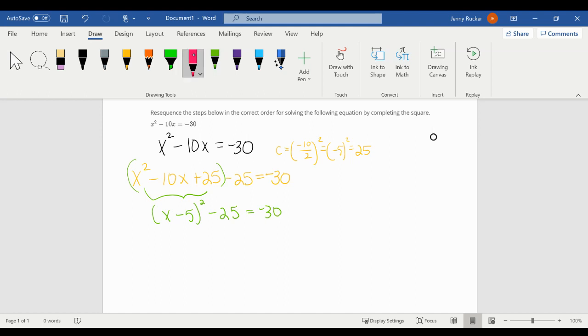Now that we have rewritten this as a square, we need to isolate the squared term. So we're going to add the 25 to both sides. And that will give us x minus 5 squared is equal to negative 5.